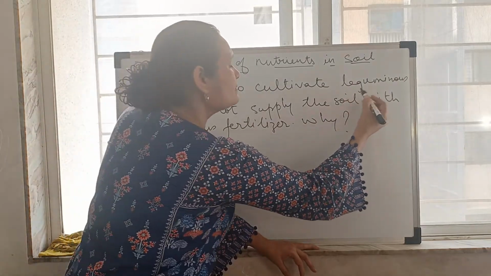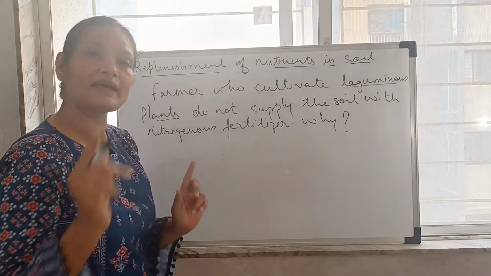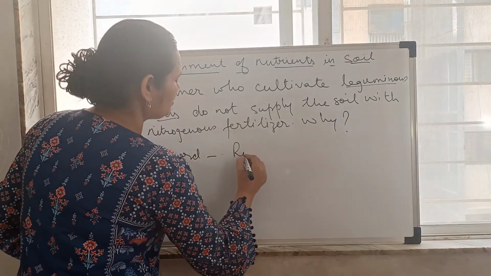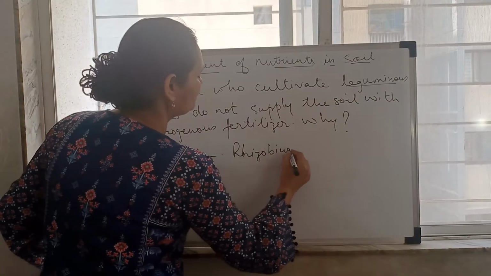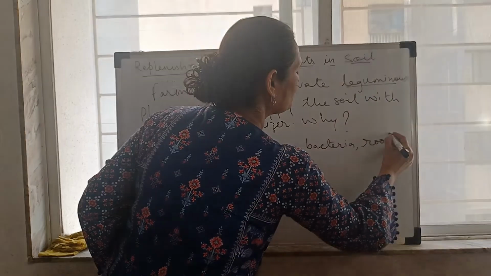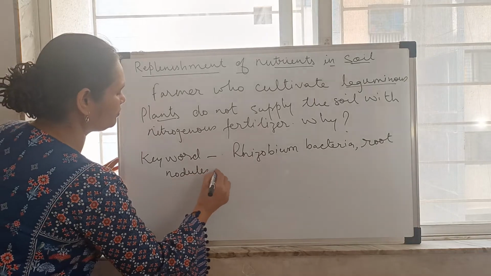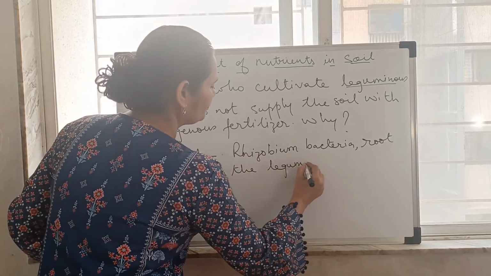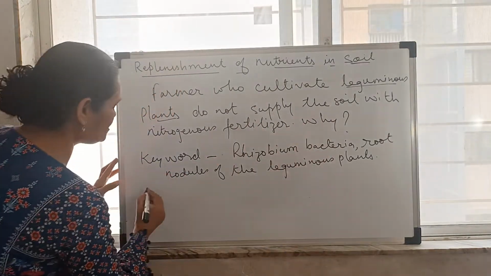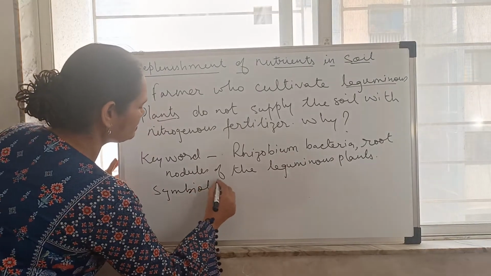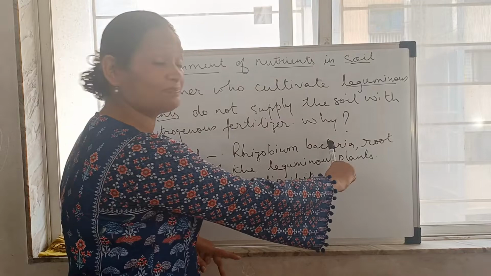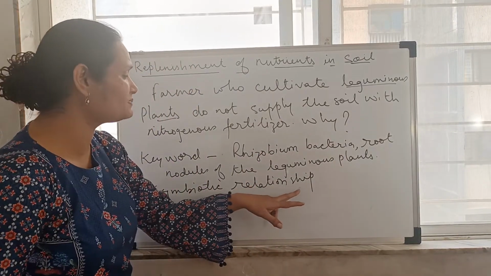Because in the root nodules of the leguminous plants, rhizobium stays. I am giving you some keywords to answer this question. One is rhizobium bacteria. It stays in the root nodules of the leguminous plants. Then what it does? There is a symbiotic relationship. This word also has to come in your answer. Symbiotic relationship between the leguminous plant and the rhizobium bacteria.